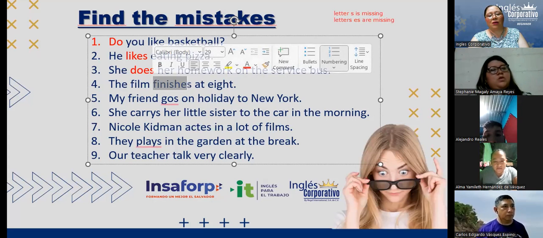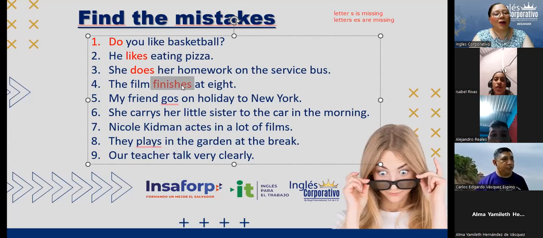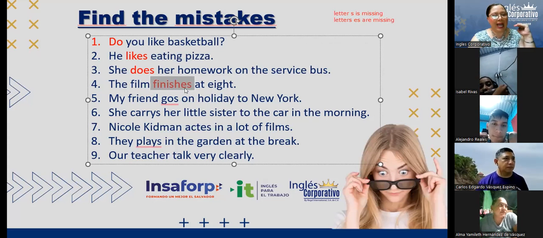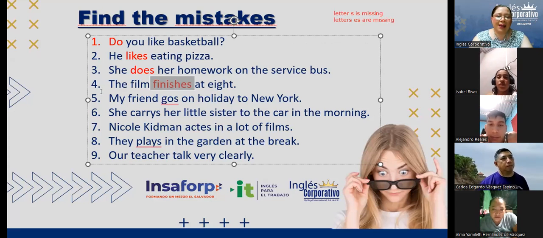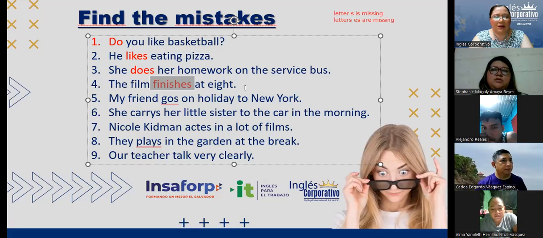Red color. ¿Y cómo lo pronunciamos? Finishes. Finishes, sin miedo, ¿verdad? Finishes. Tiene que sonar ese E-I-S. Finishes. Leámoslo en velocidad normal. Number four. Normal speed. The film finishes at very good. Very good.